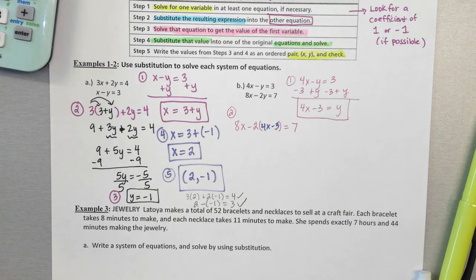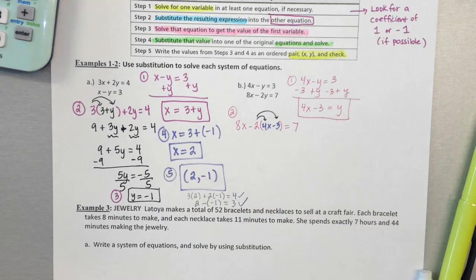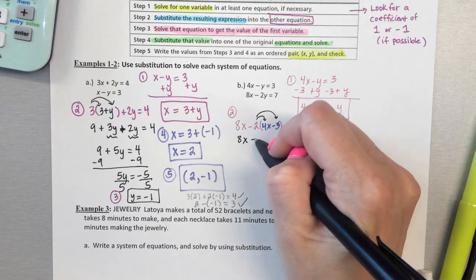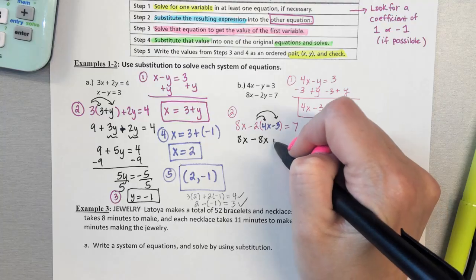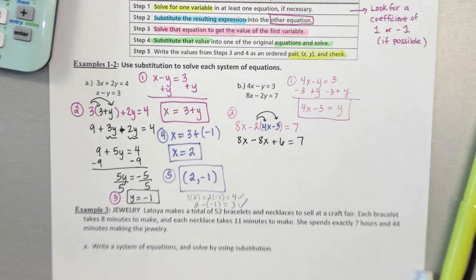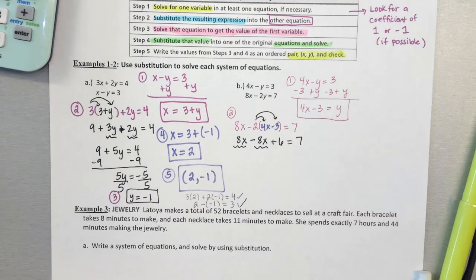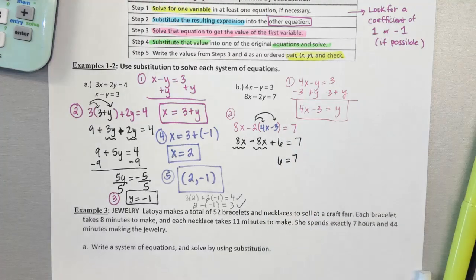Okay, again, we're working on those algebra skills. So we have to know how to distribute with negative values. So we have 8x, negative 2 times 4 is 8, negative 2 times negative 3 is positive 6. And then something special happens here. You have 8x minus 8x. So that's going to cancel. So you're just going to have 6 equals 7.